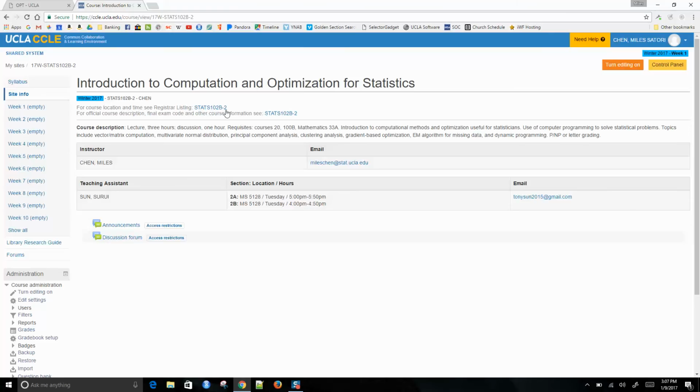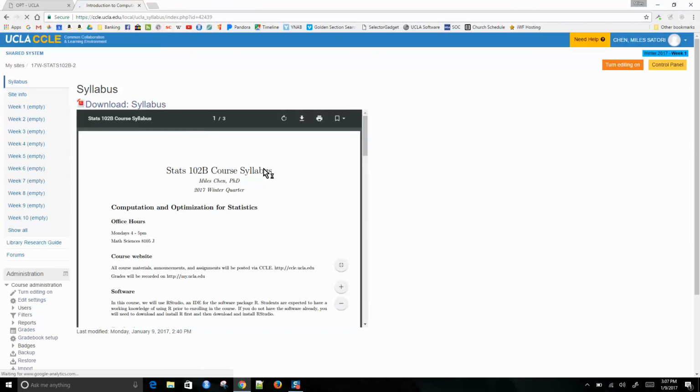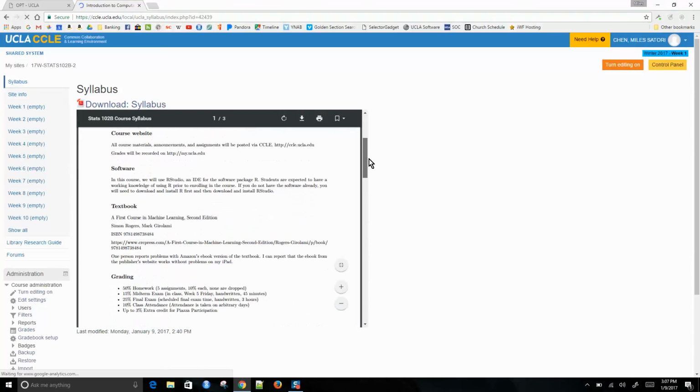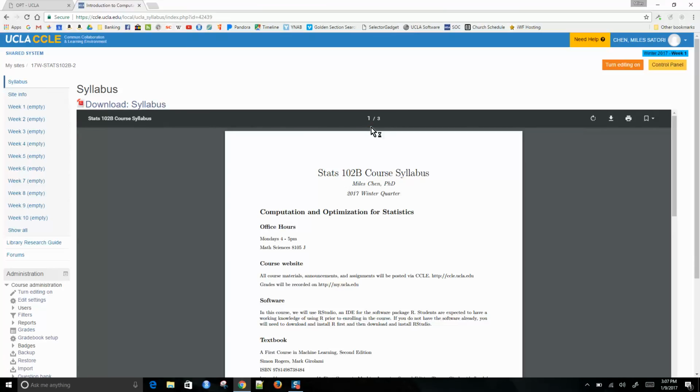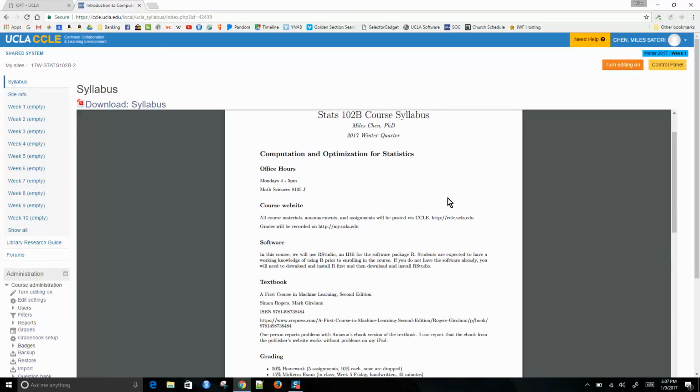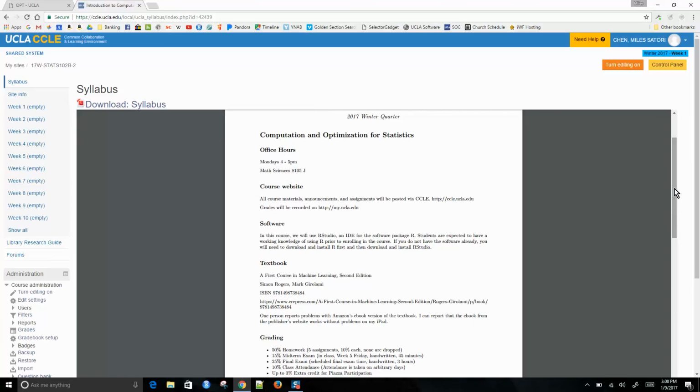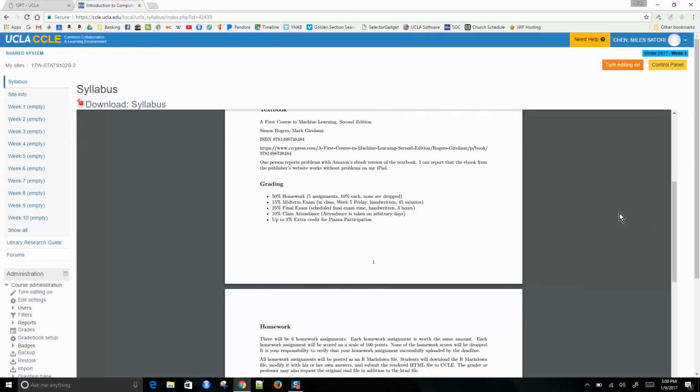I posted the syllabus, and it took me a long time to post the syllabus, and it's still a little bit incomplete in that I haven't finalized the exact schedule of each of our weeks. But I will hold office hours after class on Mondays in my regular old office, and for the grading we'll have 50% homework, 5 assignments, 10% each. None of them will be dropped.